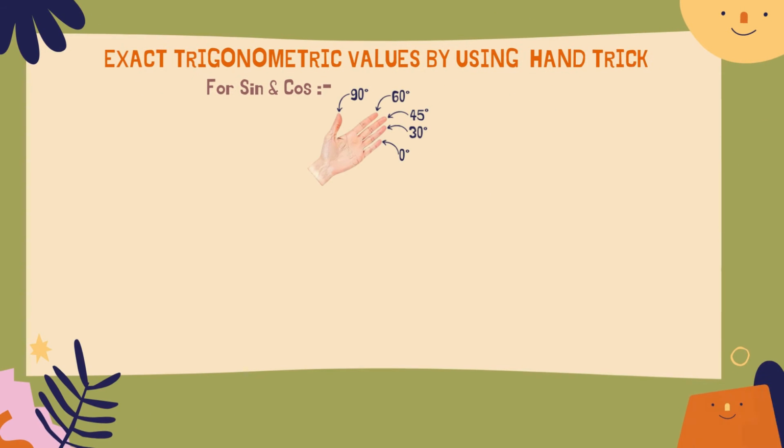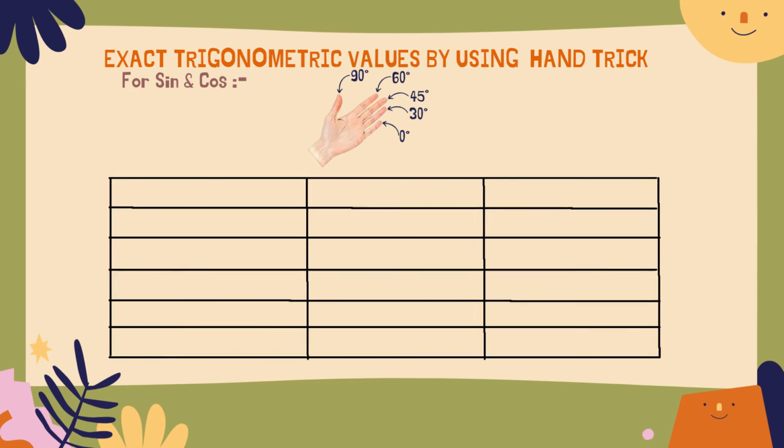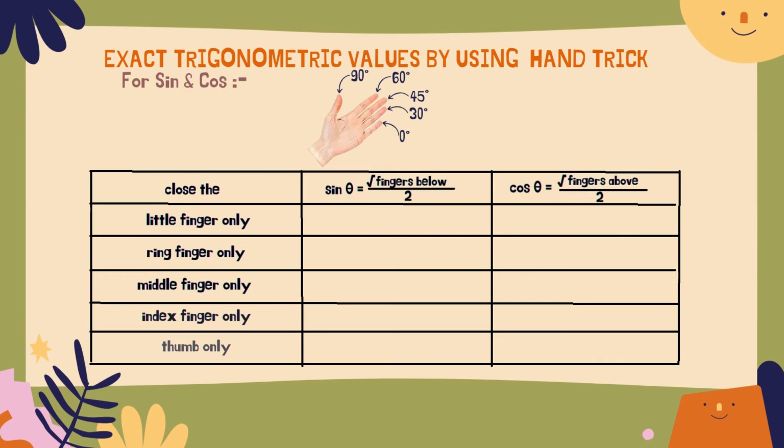Exact trigonometric values can be determined using the hand trick. Label the fingers starting from the little finger with 0 degrees, ring finger 30 degrees, middle finger 45 degrees, index finger 60 degrees, and the thumb 90 degrees. For sine, close the finger starting with the little finger and count the fingers below the closed one. You just need to remember to square root the number of fingers and divide it by 2.